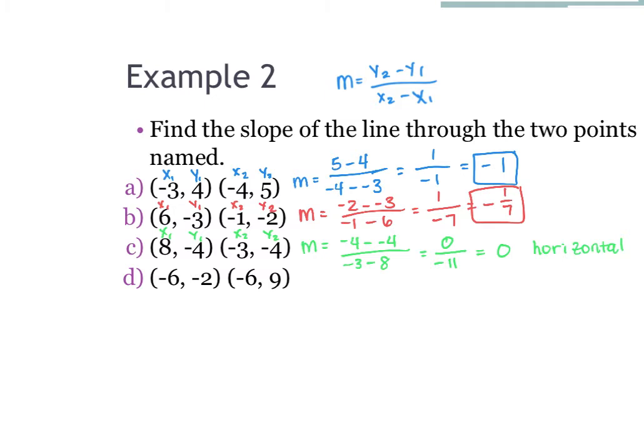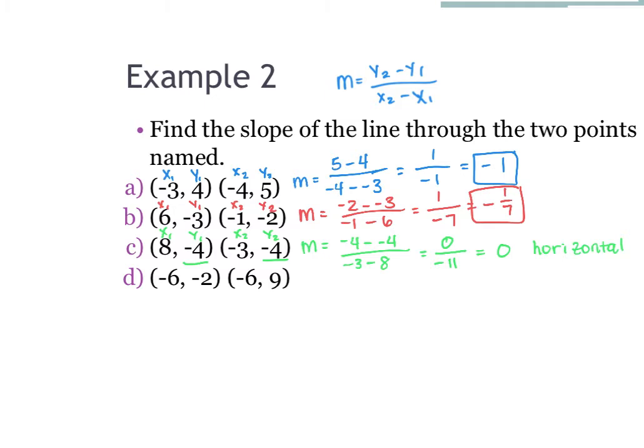And I could have noticed that right from the get-go because I noticed we have negative 4 as our y1 and negative 4 as our y2. So there's no change in the rise direction. It's not rising or falling at all. So therefore, it has to be a horizontal line.